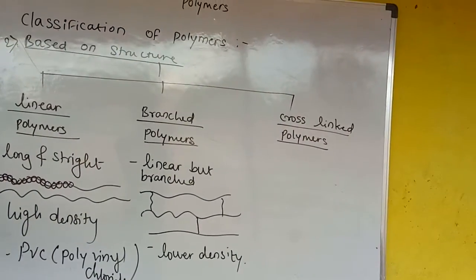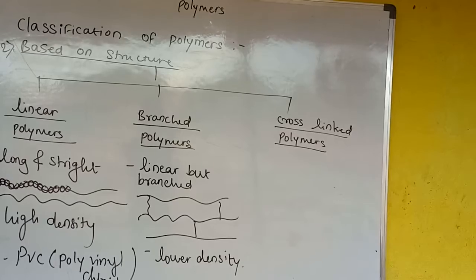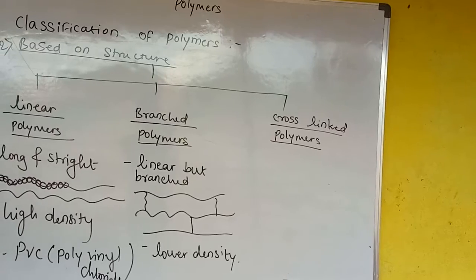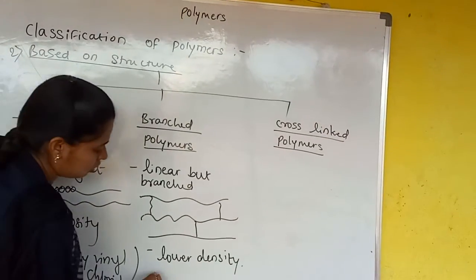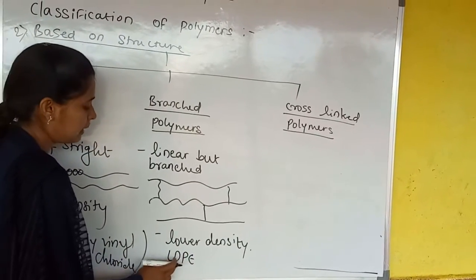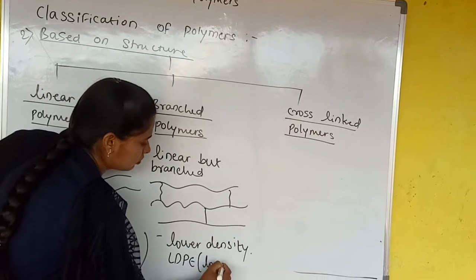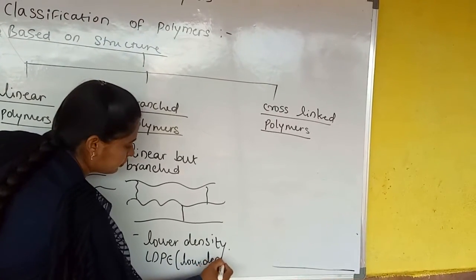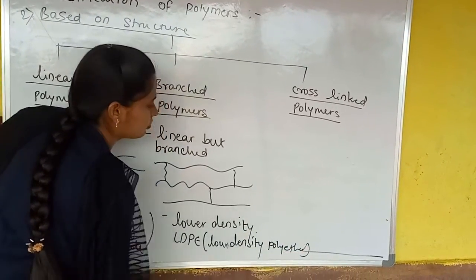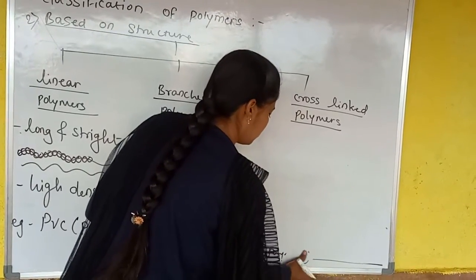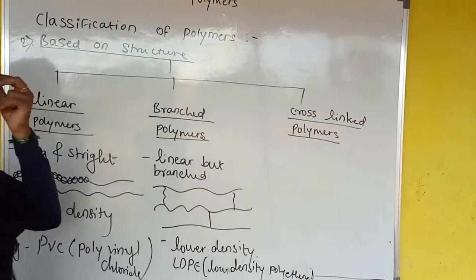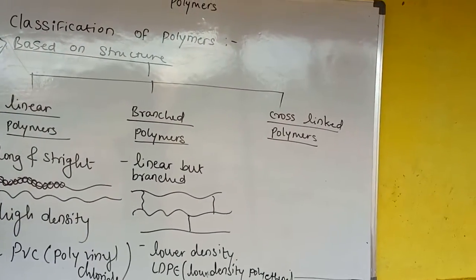Okay, students. So the example of branched polymers is polythene, or low density polythene, which is also called LDPE. Low density polythene. That is the example of branched polymer.